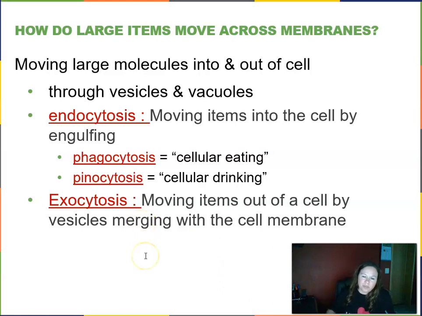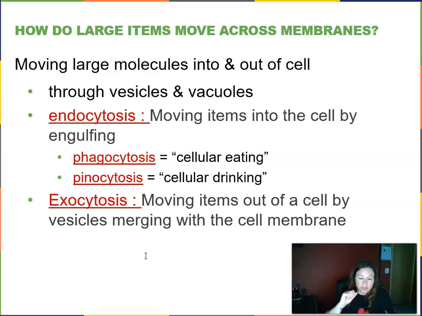So they use a process called either endocytosis or exocytosis. Endo means it's coming in. Exo means out. So that's kind of easy to remember, because EN, like for enter, endocytosis is that it's entering. And then exo, exit. Things are exiting the cell. So this is the using of vesicles and vacuoles to bring things into and out of the cell.